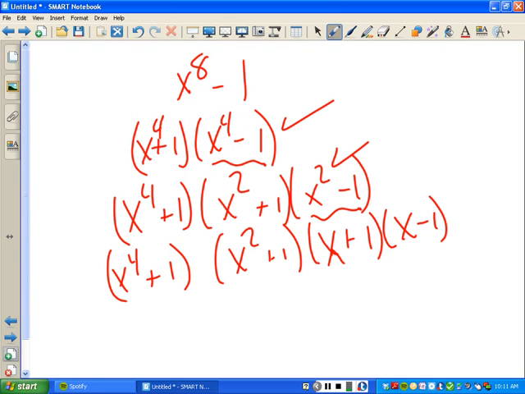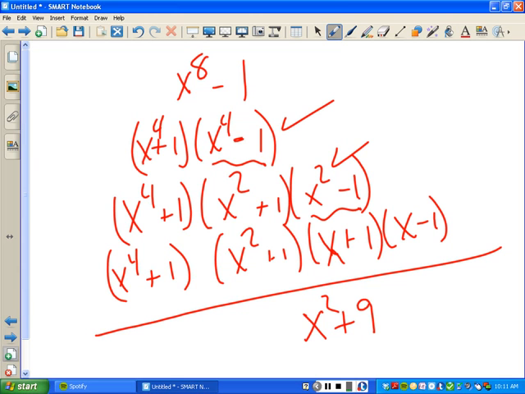No, it's got to be the minus one. You see, the sum of two squares doesn't factor. That's a great question. If I say to you, factor x squared plus 9, that does not factor. This is prime. x squared minus 9, that does factor. That's x plus 3, x minus 3.